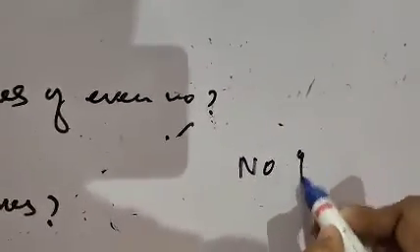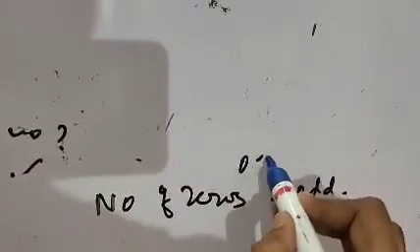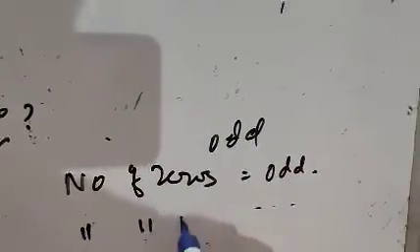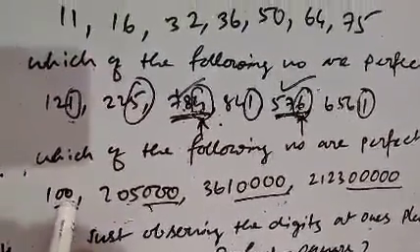This is rule number 3. If the number of zeros is odd, then that number will not be a perfect square. And if the number of zeros is even, then that number will be a perfect square number. Clear? Okay. Next, number of zeros.